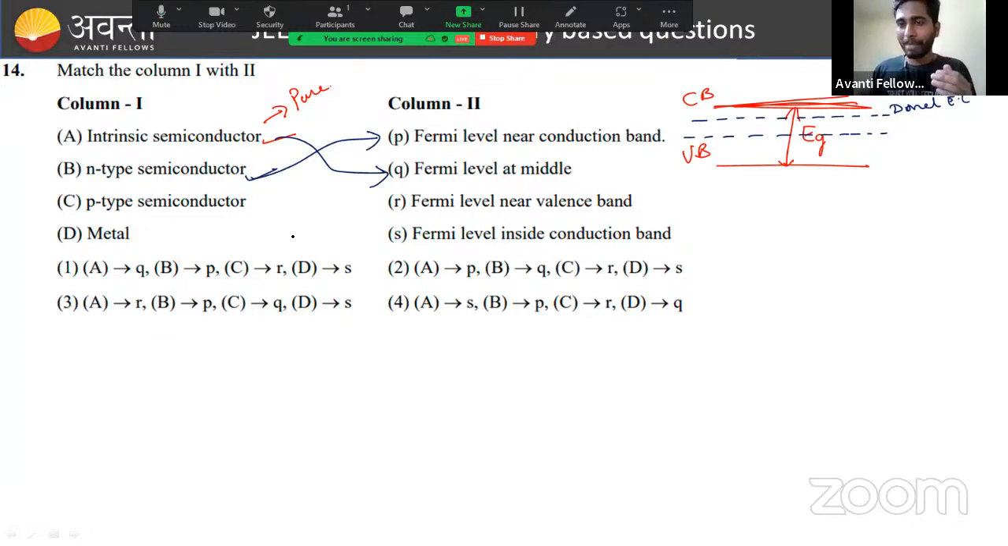And for a P-type semiconductor, it has a majority of holes. The energy level exists near the valence band. And for a metal, the energy levels actually merge together, the conduction band as well as the valence band. Both are the same. At room temperature itself, electrons will flow from the valence band to the conduction band. Hence the correct option is obtained here, option E.